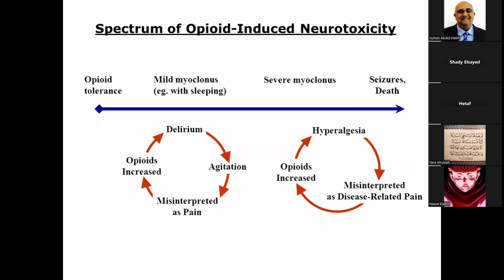Opioid neurotoxicity is a spectrum, guys. I want you to visualize this picture in your mind, because this is basically what happens if you overdose with opioids or you develop renal failure in the context of an ICU patient, and you are accumulating metabolites in your body.